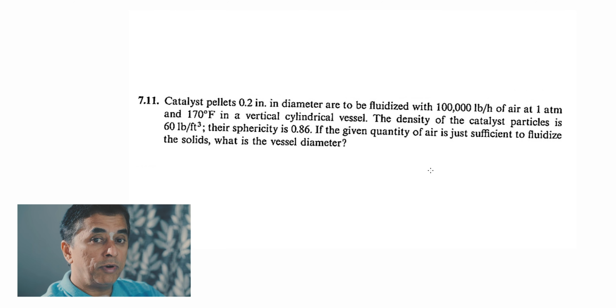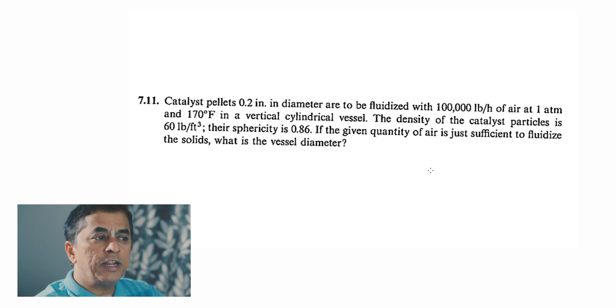Now in this video we'll be seeing how to calculate the value of minimum fluidization velocity by the formula, by the problematic method for a given question. The question goes like this: catalyst pellets 0.2 inches in diameter are to be fluidized with 1 lakh pounds per hour of air at 1 atmosphere at 170 degree Fahrenheit in a vertical cylindrical vessel. The density of the catalyst particles is 60 lb per feet cube and their sphericity is 0.86.